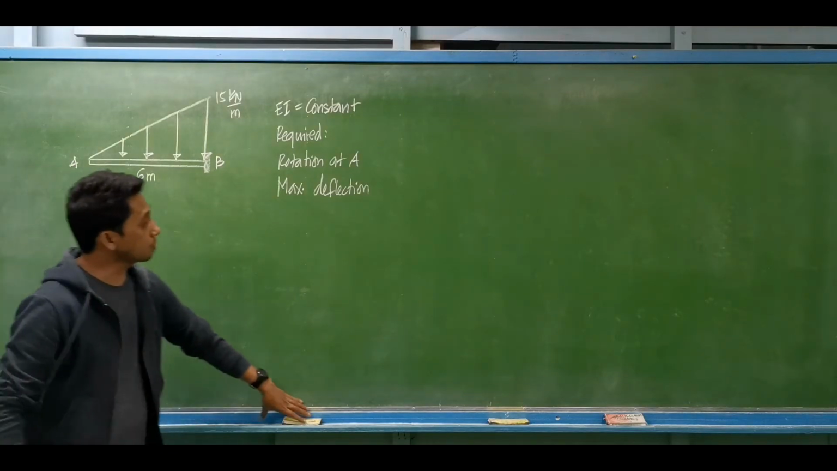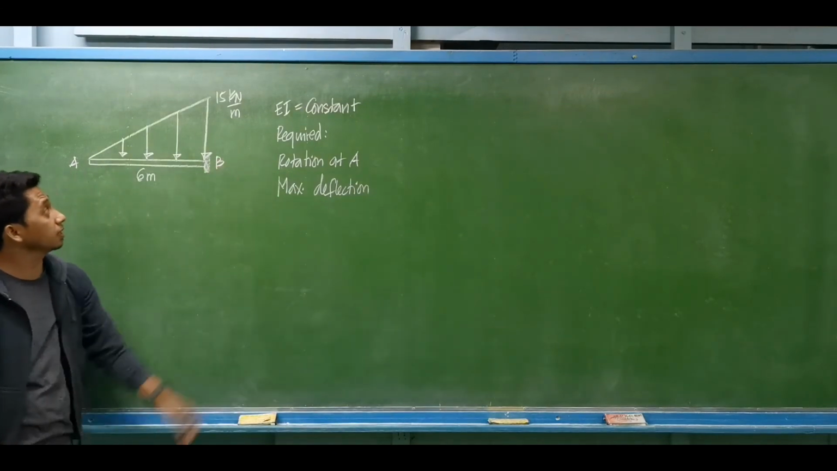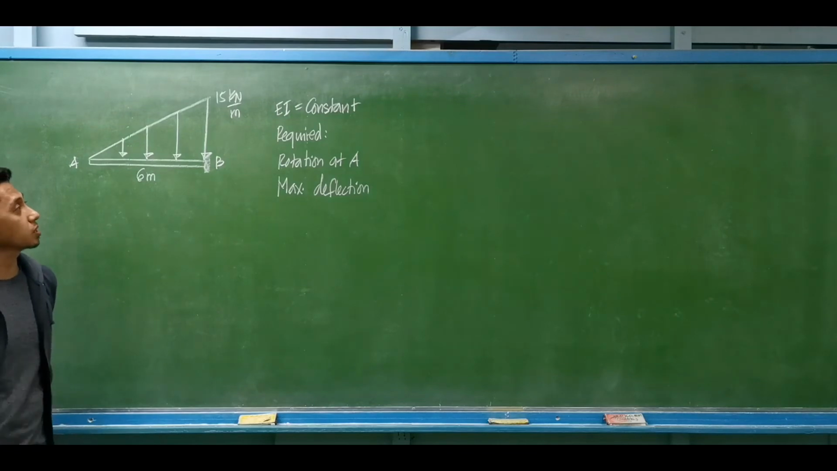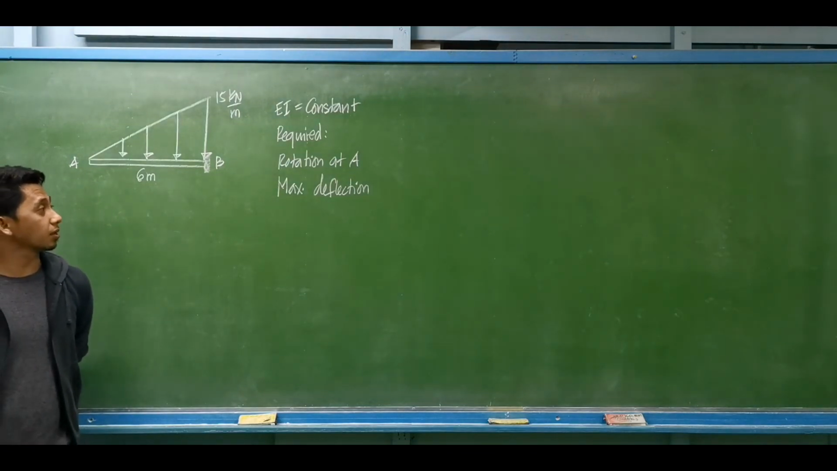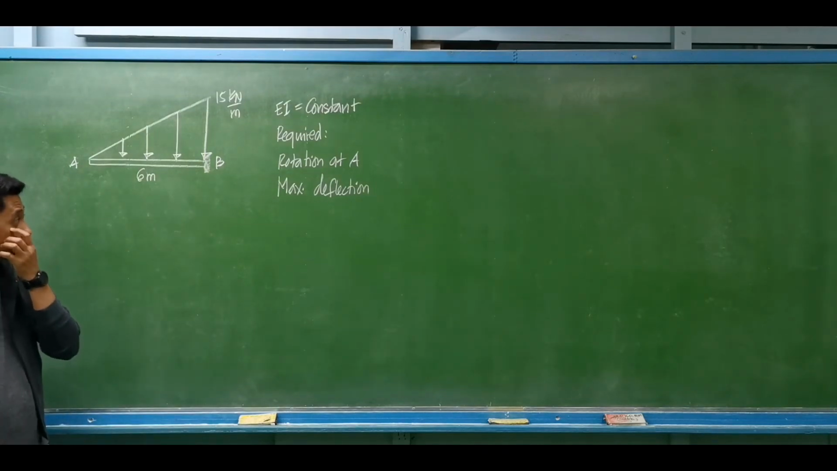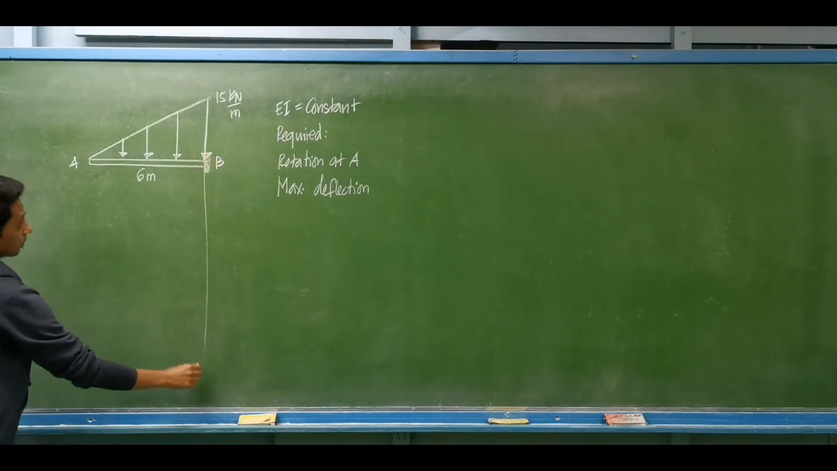Okay, so for our next example, we have this cantilever beam. It is loaded with 15 kilonewtons per meter over a span of 6 meters. Let's assume again that EI is constant. Record the rotation at A, that is on the free end, and the maximum deflection. So let's first construct the equivalent area moment.